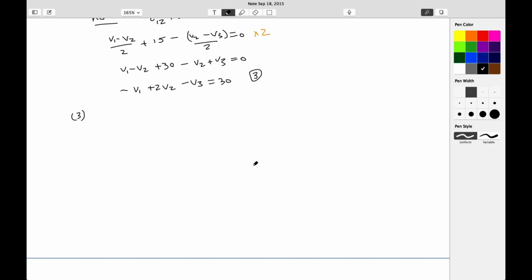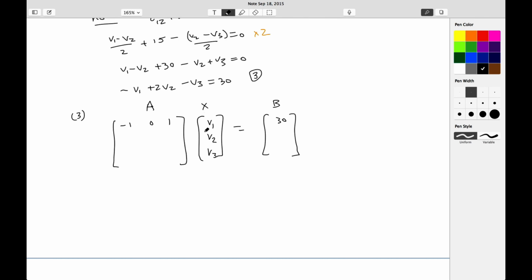When I solve, I would use matrix form because this is 3 equations, 3 unknowns. That's not very much fun. So using matrix form, I can write these equations in terms of the matrix. I've got minus 1, 0, 1, times V1, V2, V3 here. So this is my A times X matrix equal to B. So minus 1 V1 plus 0 V2 plus 1 V3 is equal to 30. Similarly, I would have minus 6, 8, minus 5, and that's equal to 0. And lastly, minus 1, 2, minus 1, and this is equal to 30.